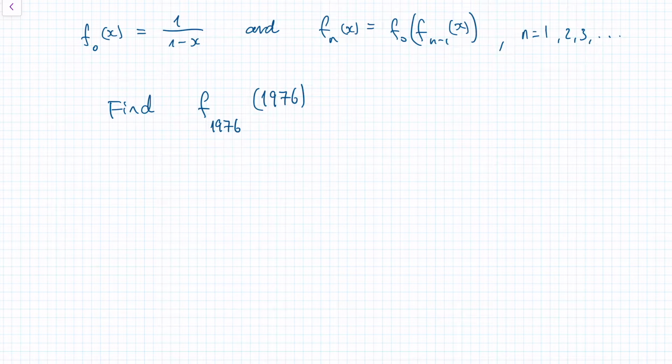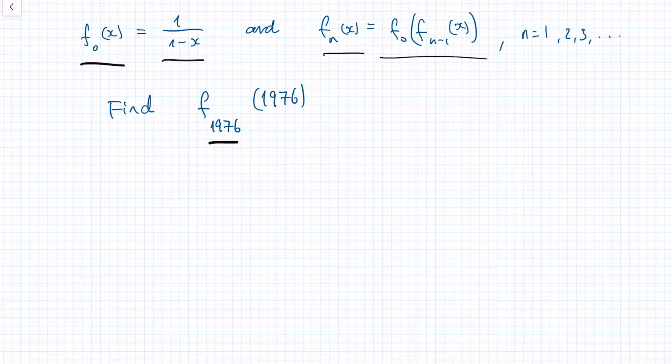In this video, we're given that f₀(x) is equal to 1 over 1 minus x, and fₙ(x) is defined to be f₀(fₙ₋₁(x)), where n is a positive integer, and we want to find f₁₉₇₆(1976). If you'd like to pause the video here and try it yourself first, then we could go over it together.